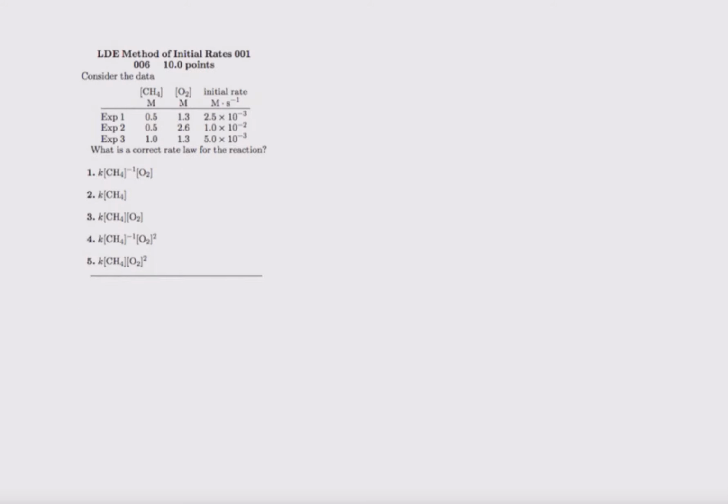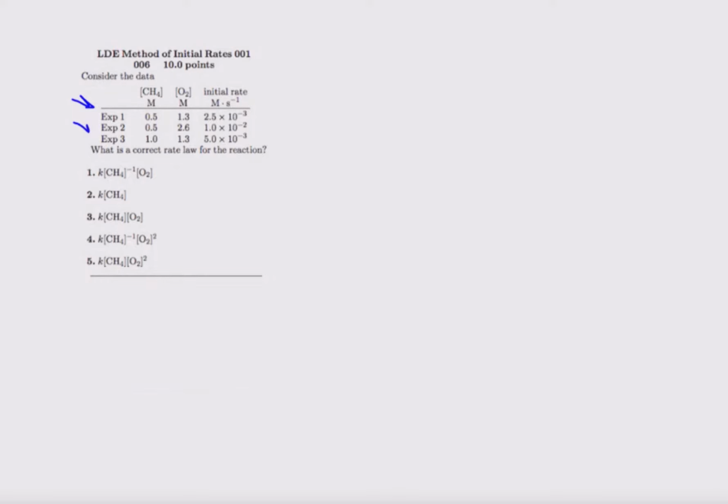What is the correct rate law for this reaction? Again, this is the type of thing you're going to have to be able to figure out. Look at the effect of the different changes on the rate and figure out what it is. So if you look at experiment 1 compared to experiment 3, you see that we double the methane, keep the oxygen the same, and the rate doubles. So that's a first order reaction with respect to methane.